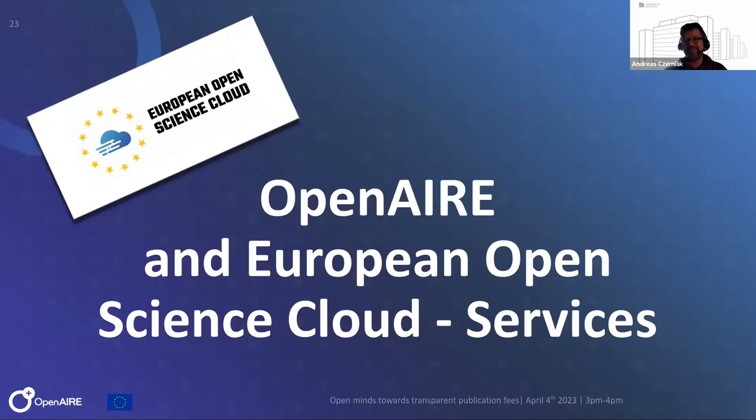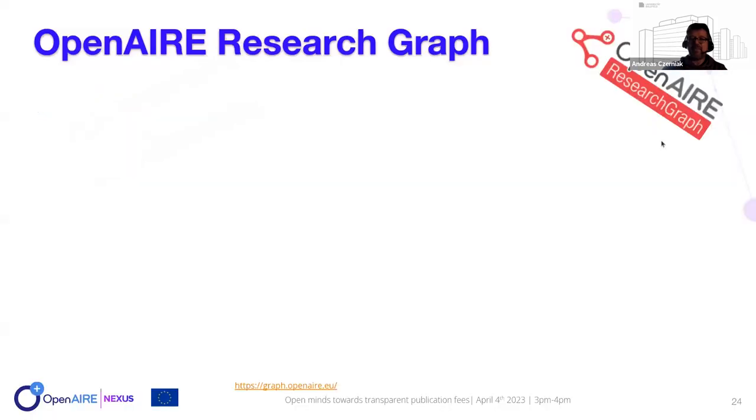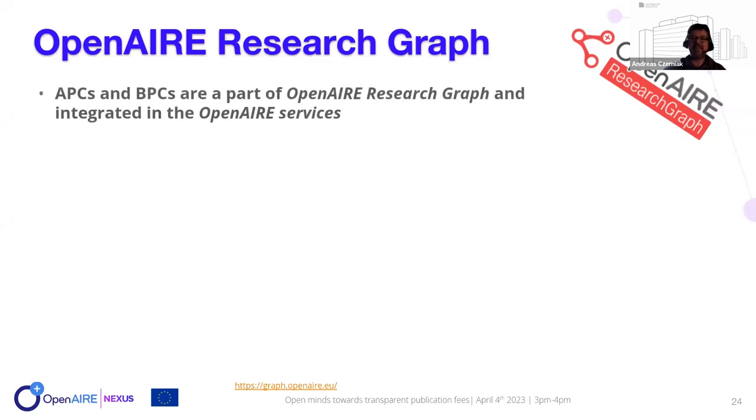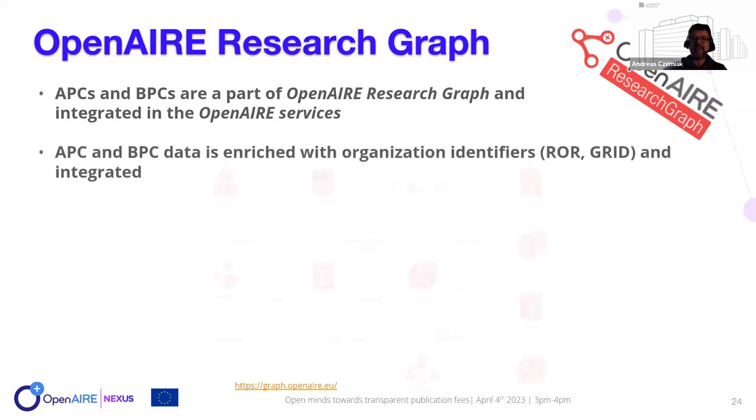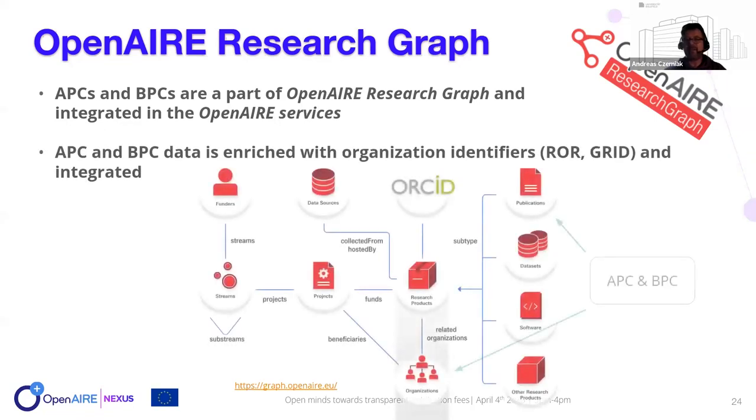I will take a brief look at the OpenAIRE services which are integrating OpenAPC, the OpenAPC data set directly from the GitHub that Christoph has shown. So the OpenAIRE research graph harvests the OpenAPC data set, which covers APCs and BPCs, and integrates these in the OpenAIRE research graph.